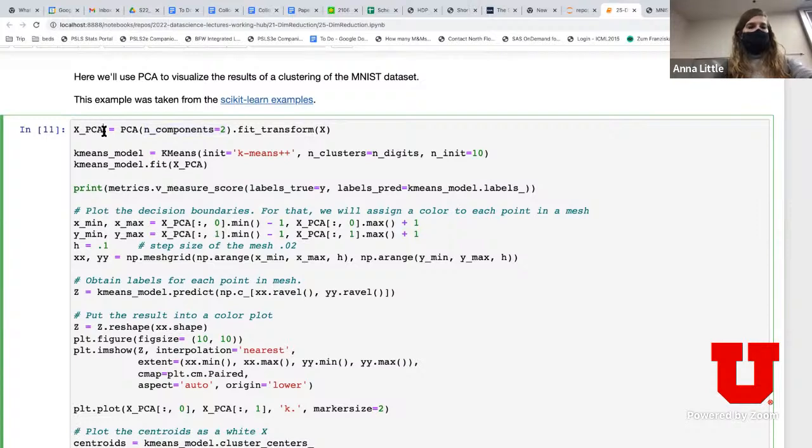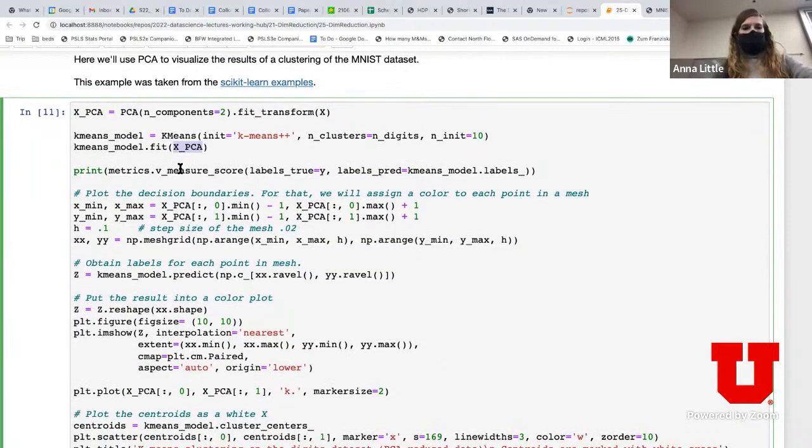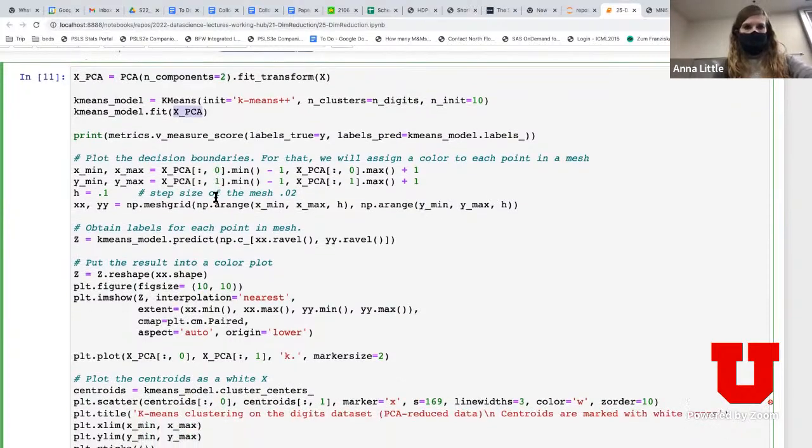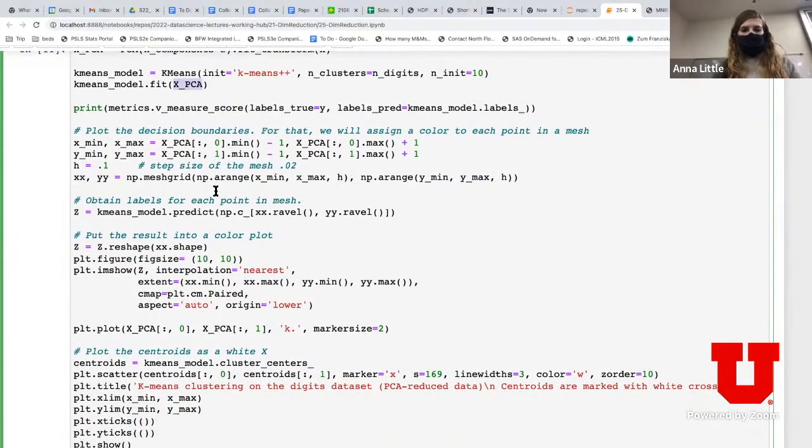Okay, so these are our new coordinates, our PCA coordinates. We've reduced the dimension of the data. So this X_PCA will be about 1800 by 2. And now we are going to apply k-means to that PCA reduced data set, X_PCA. We'll apply k-means with the k-means++ initialization and asking it to give us 10 clusters. And then we can assess how well it's doing with this V-measure score. Okay, so let's take a look.